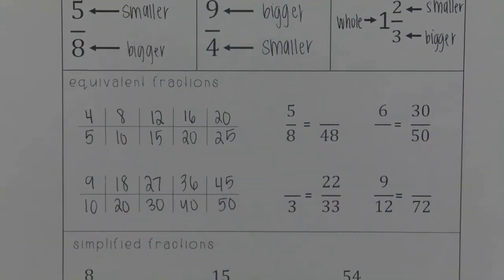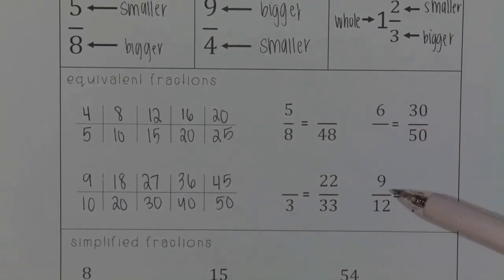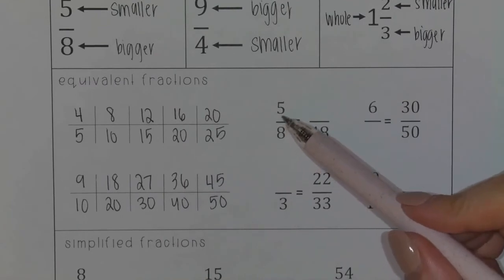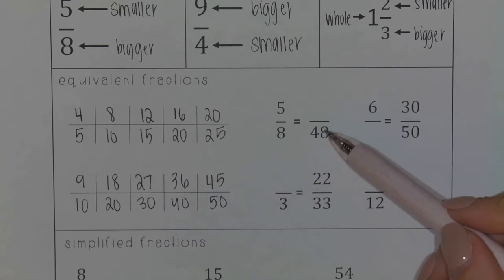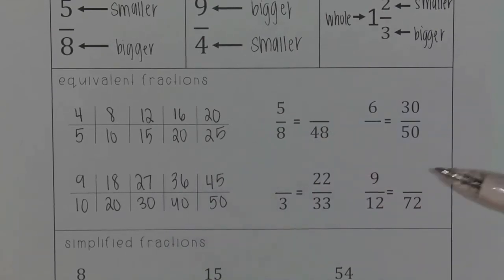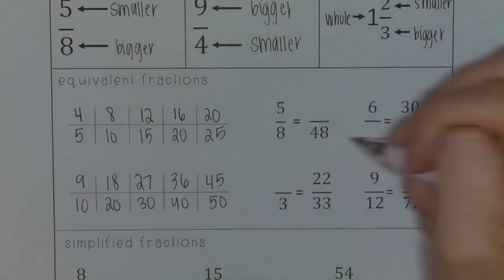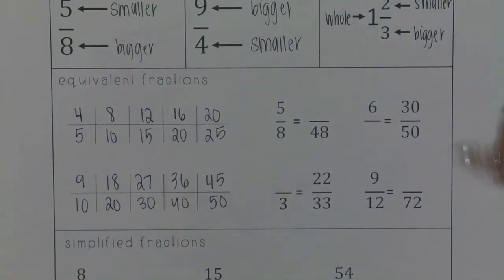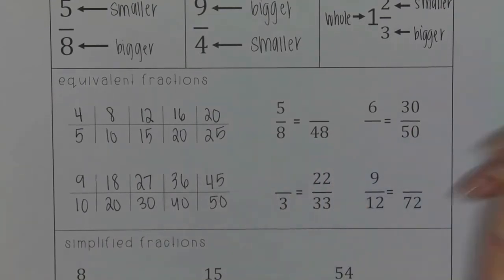But sometimes we might have to solve kind of equivalent fraction puzzles, things that look like this. So I know that 5/8 is going to be equivalent to something that has a denominator of 48, but I don't know what the numerator is. So I have to figure out what the numerator is. So what I'm looking for is something called a scale factor, okay? It's a number that I either multiply or divide by to go from one number to another.